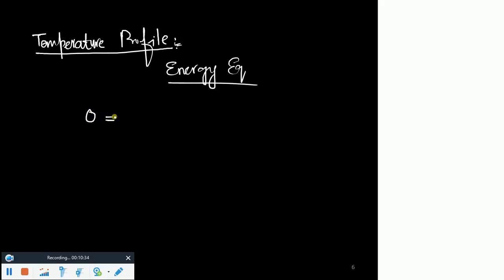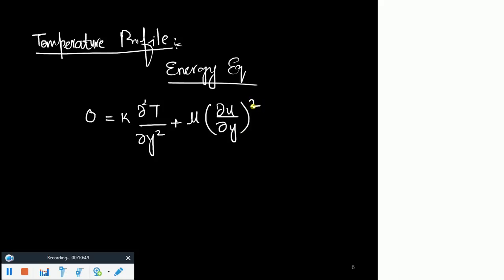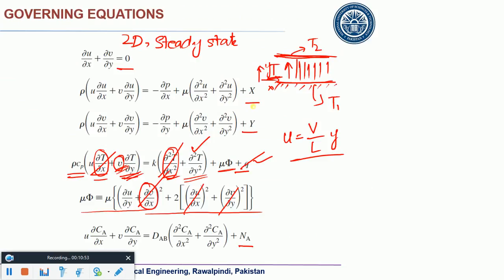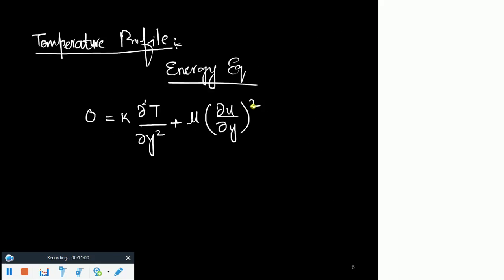If you remember, the left hand side was 0, and then we come up with k partial square T by partial Y square plus mu partial U by partial Y whole square. Just see that we come up with these few terms. Now what is partial U by partial Y?